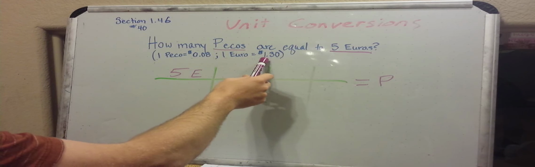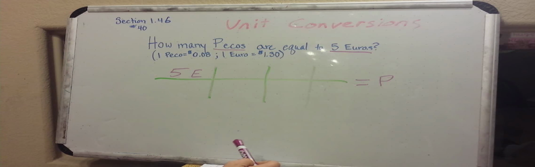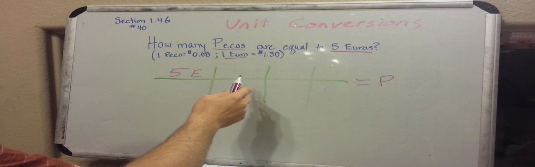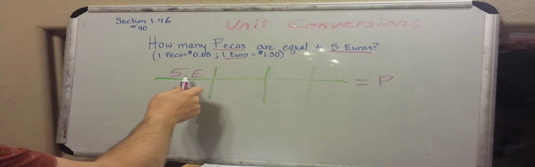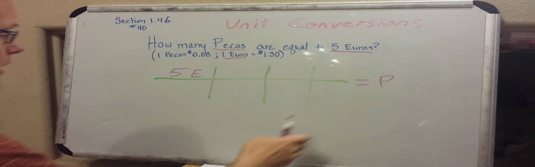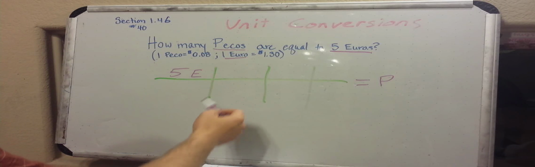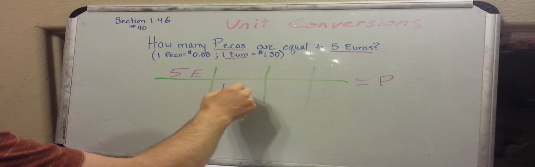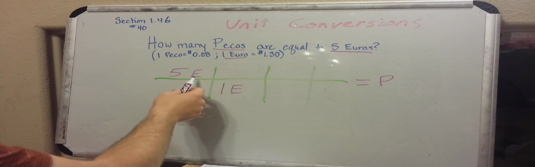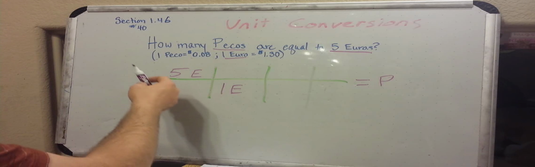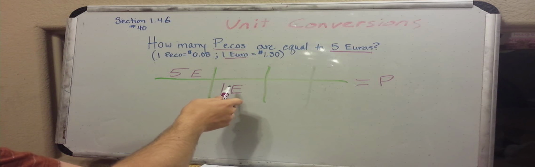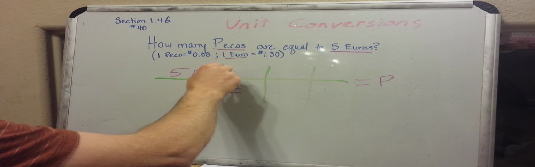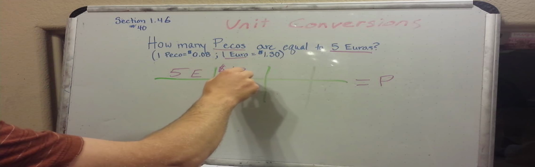1 euro equals $1.30. So here, 1 euro, well, we already have euros. We don't want to find out euros, we want to find out pesos. So we're going to put euros on the bottom of the equation. 1 euro. That way, when we divide, E divided by E, we can get rid of it. So 1 euro equals $1.30. So we'll set that up as $1.30.